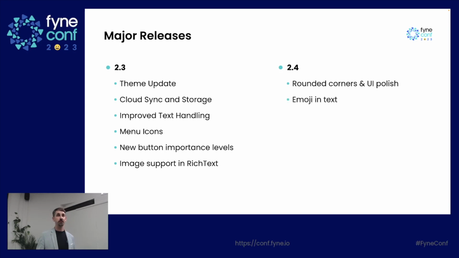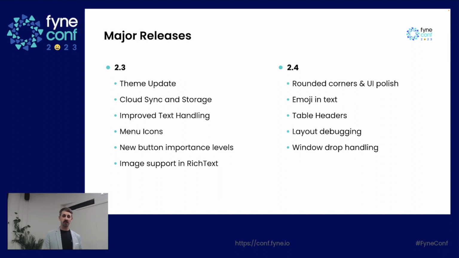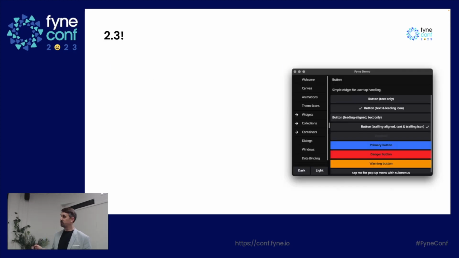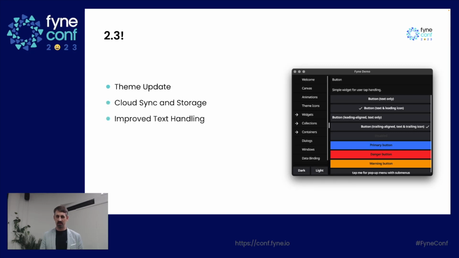We added emoji inline in text, so we can now bring another of those expected features to all of our applications. Table headers, layout debugging, I'll also come back to. And window drop handling was added, and so many more features, and we'll hopefully highlight just a couple coming here. There you go, lovely button importance levels in a Fyne demo version from 2.3. That's how it's looking. And I think I talked through all of these in the previous slide.